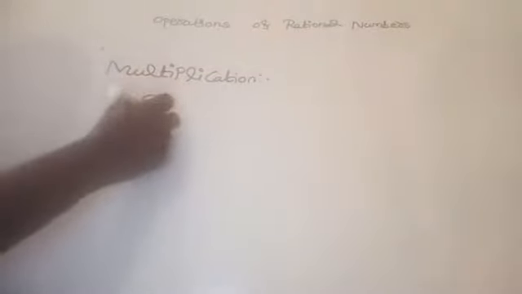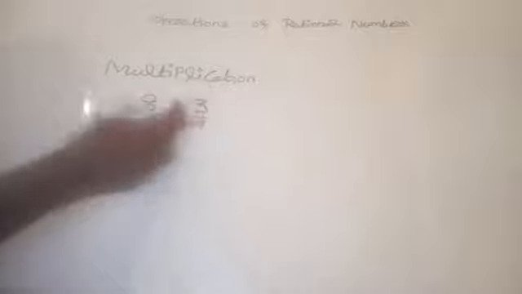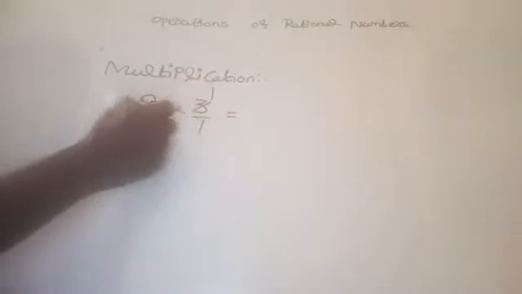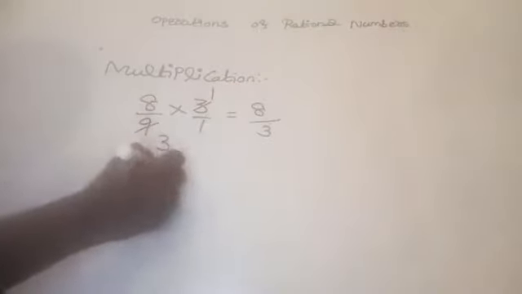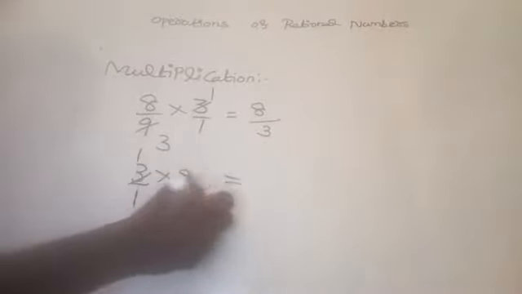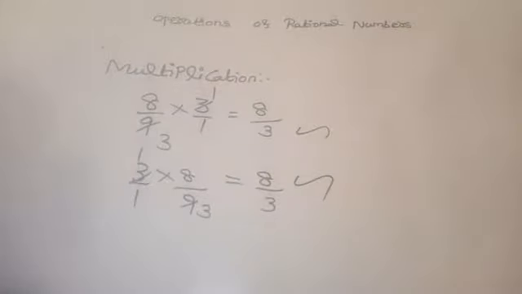(8 by 9) into 3. 3 is also a rational number, right? Because we can write 3 as 3 by 1. Here 1 is not equal to 0, the denominator is not equal to 0. Both 3 and 1 are integers, so 3 is also a rational number. Now 1 3 is 3, 3 3s are 9, so it's 8 by 3. Multiply 3 into 8 by 9, then also you will get the same thing: 1 3 is 3, 3 3s are 9, 8 by 3. So the commutative property is satisfied under multiplication of two rational numbers.